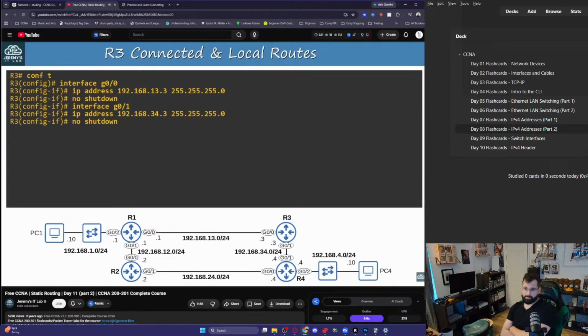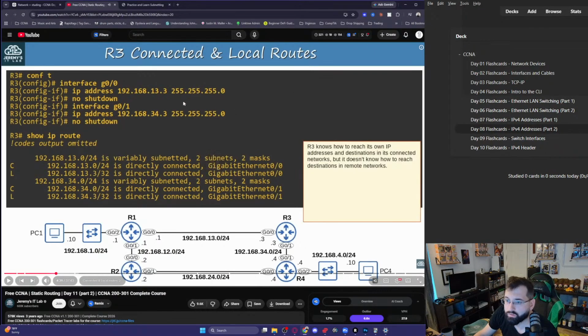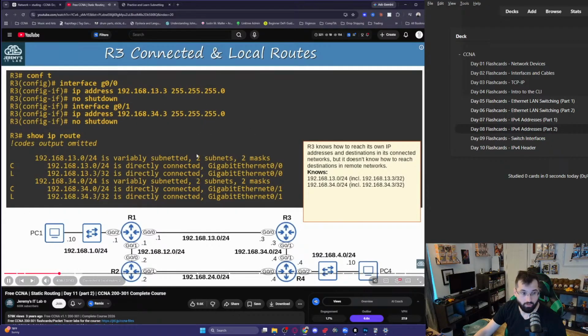And here's R3's configurations. 192.168.13.3/24 on its G0/0 interface, and 34.3/24 on G0/1. Okay. So which routes will it have in its routing table? As you should know by now, it has 2 connected and 2 local routes. Okay. R3 knows how to reach its own IP addresses, those are the local routes, and destinations in its connected networks, those are the connected routes. But it doesn't know how to reach destinations in remote networks. So it knows how to reach 192.168.13.0/24, including its own IP of 13.3/32.